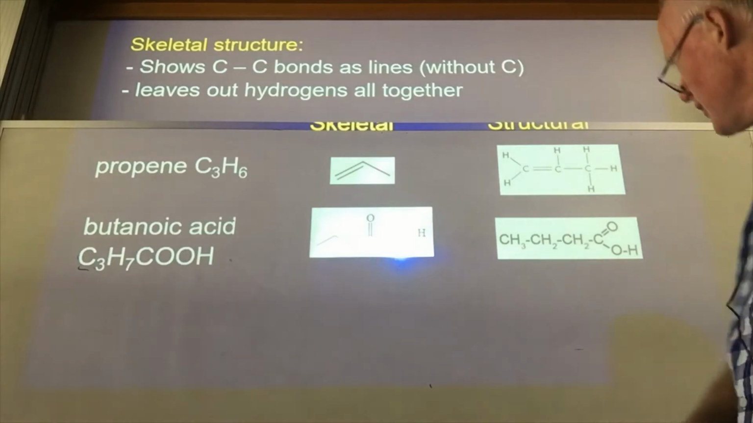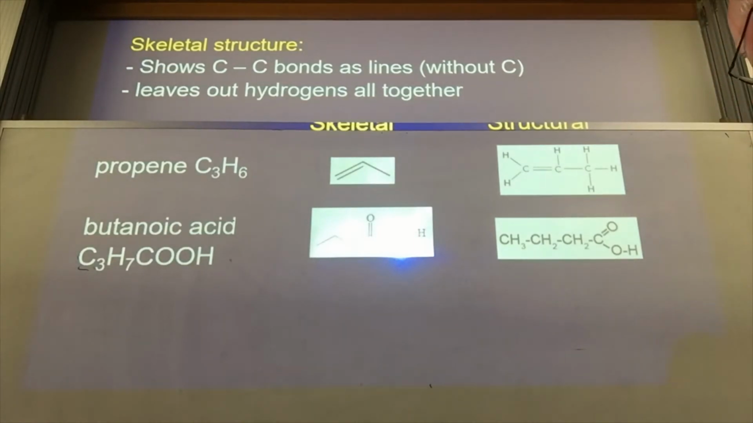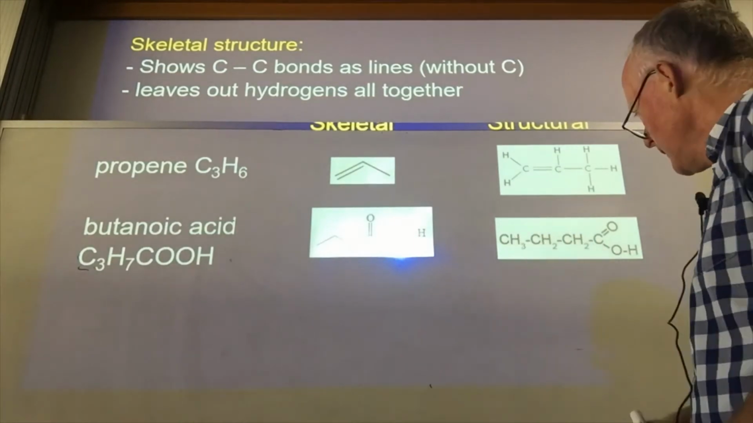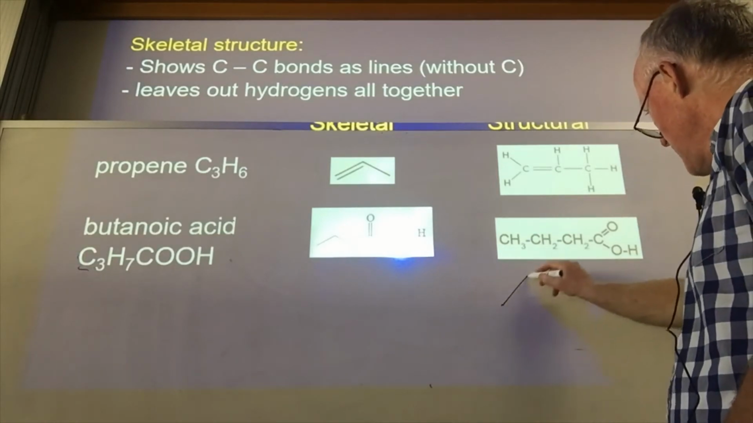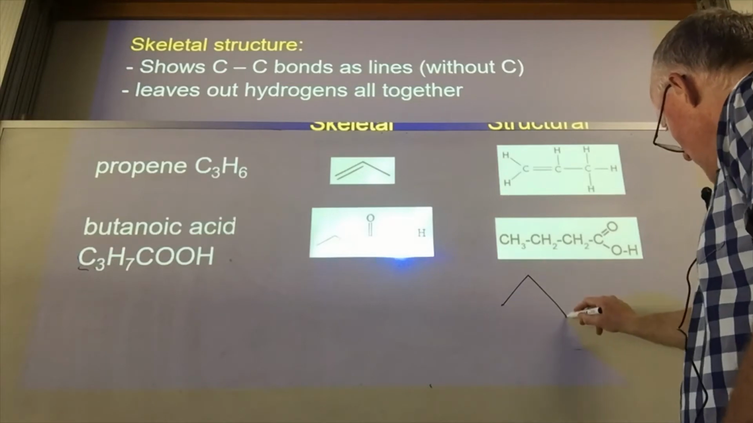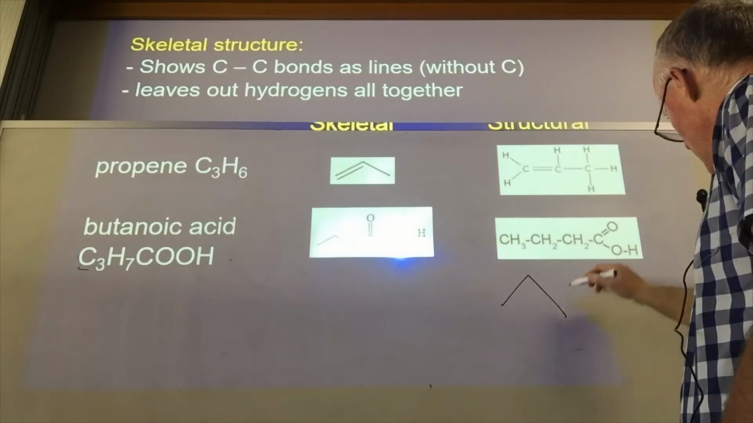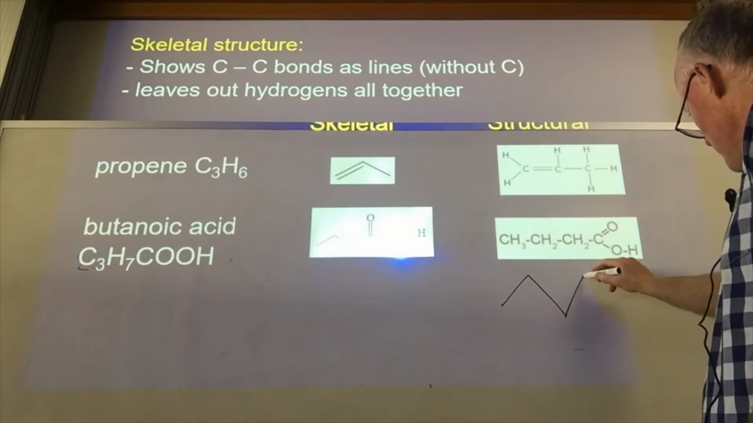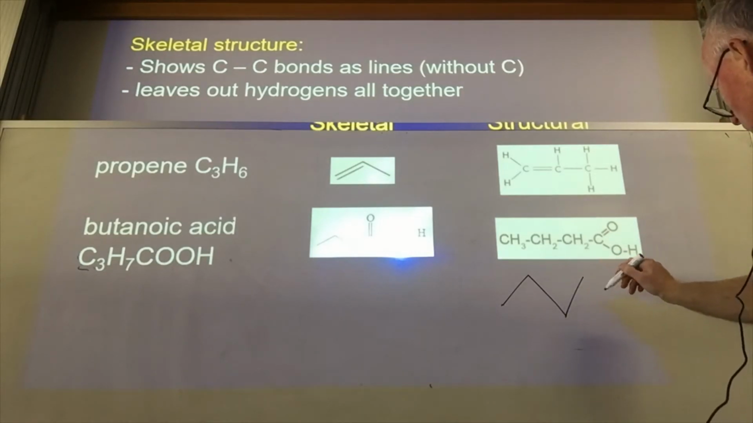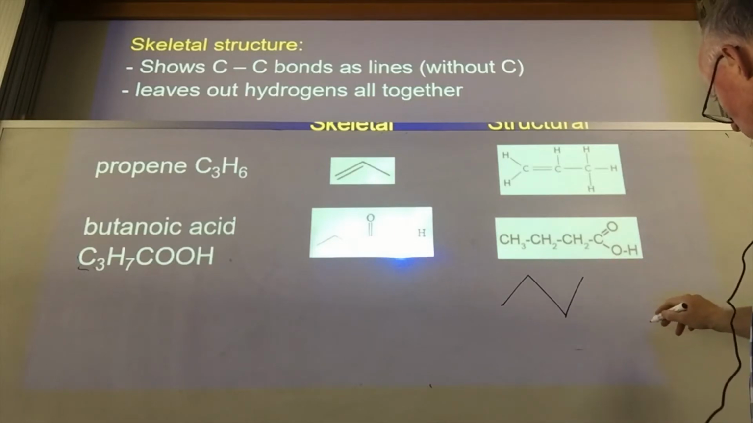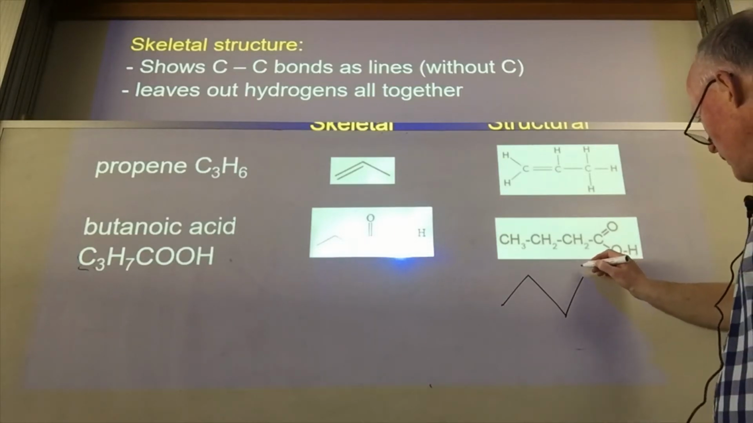For the next one, butanoic acid. Now what have we got this time? So we start at the end. We've got a carbon, then we go to the next carbon, and then the 3rd carbon, and then the 4th carbon. Now off the 4th carbon we've got 2 oxygens, one with a double bond, one is an OH. So we'll put them in.